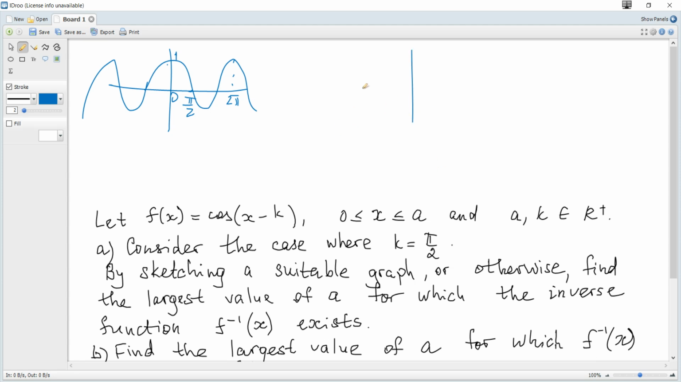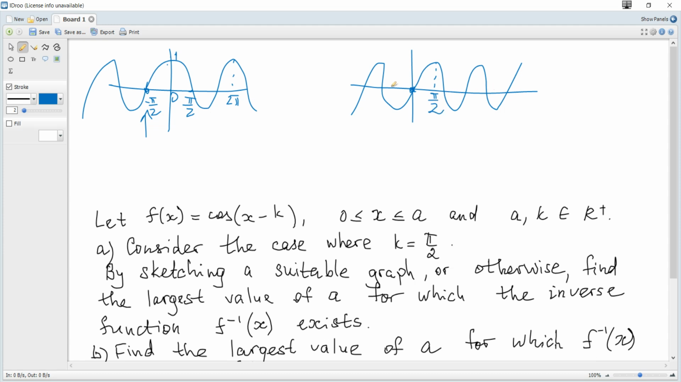And if it is translated k units to the right, and k is pi over 2, it becomes translated pi over 2 units to the right. So this point, which is negative pi over 2 for x and 0 for y, becomes 0, 0, and it looks like this. And this point 0, 1 becomes pi over 2, 1. It's here. It's quite clear.